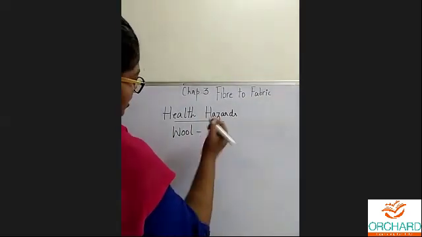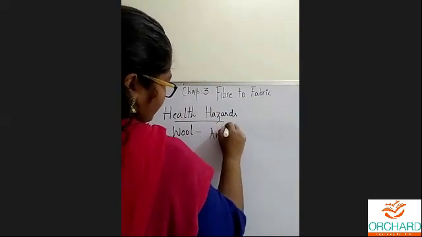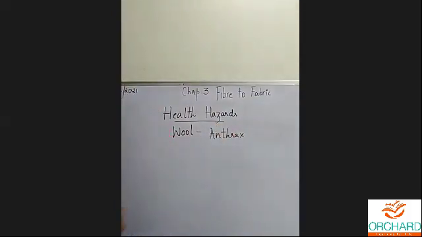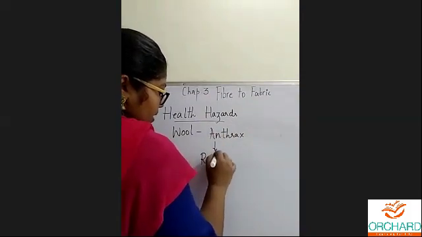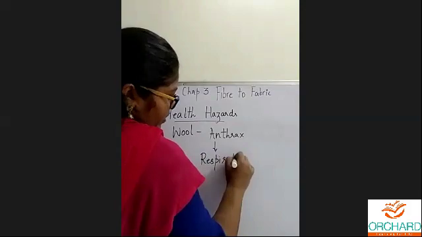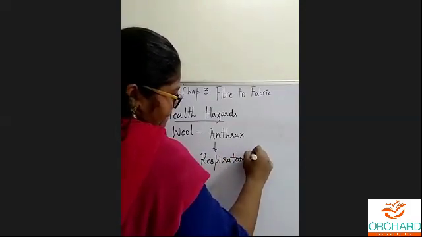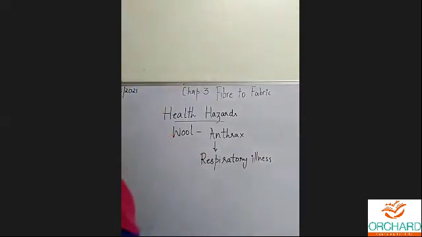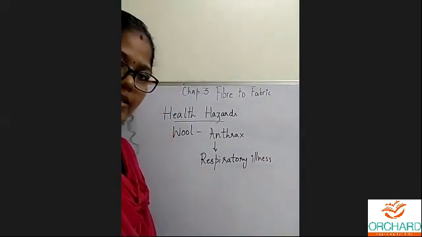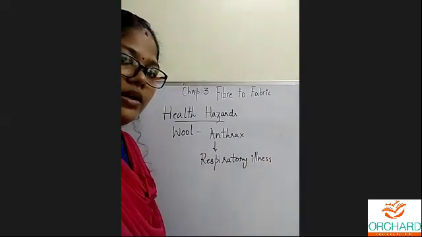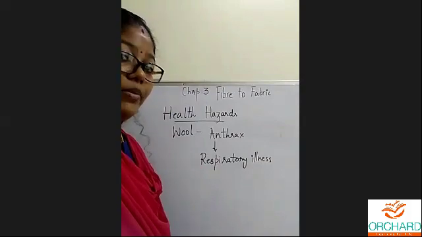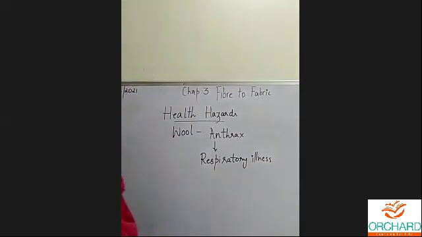One common bacteria is anthrax. If people inhale anthrax bacteria, they will suffer from respiratory illness. They will have bronchitis, they will have asthma. Asthma is very common, and many other respiratory tract illnesses, breathing problems. So many things will be there.